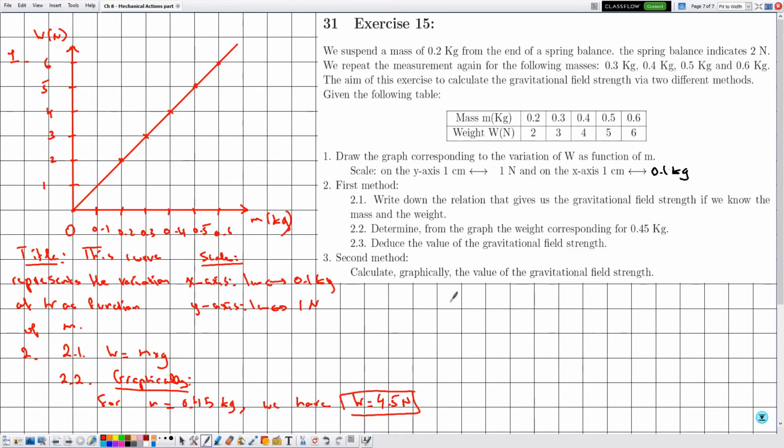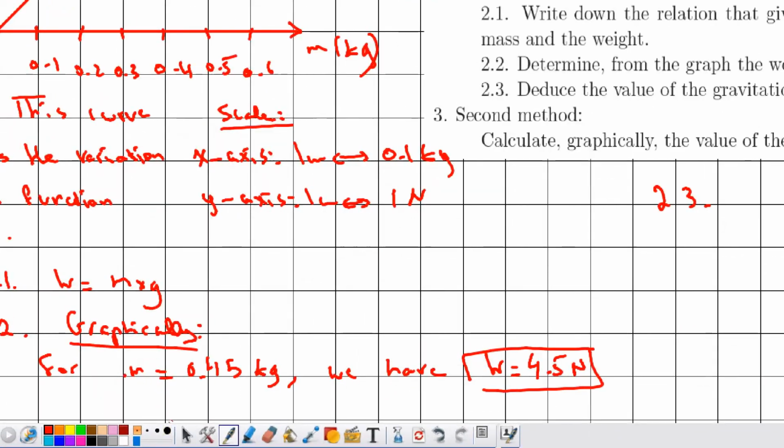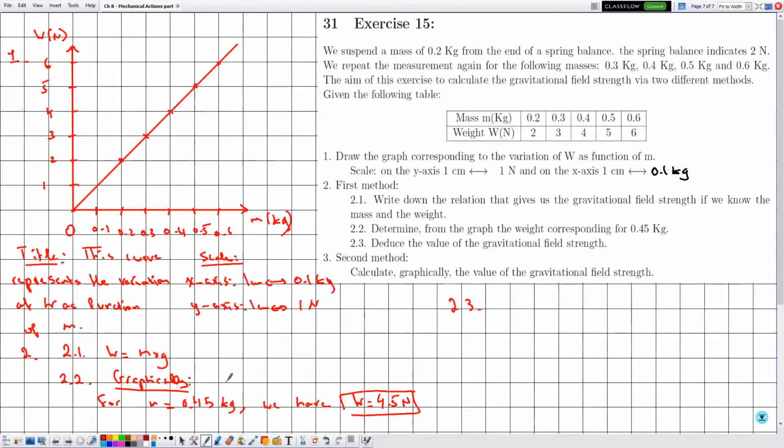Now in 2.3 they are telling us deduce the value of the gravitational field strength, and by deduce it means that we need to use the previous part. In the previous part we have determined a specific value of M, a specific value of W corresponding for this M, and using this relation we can determine the value of G.